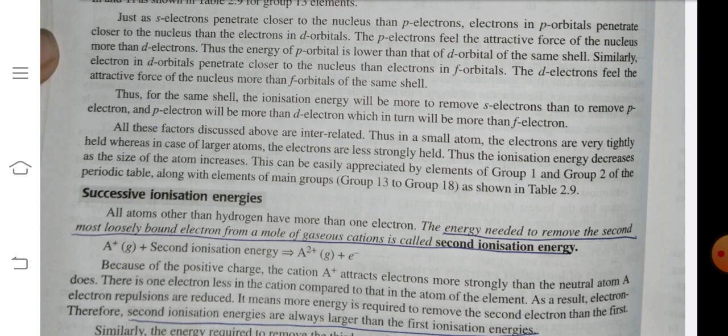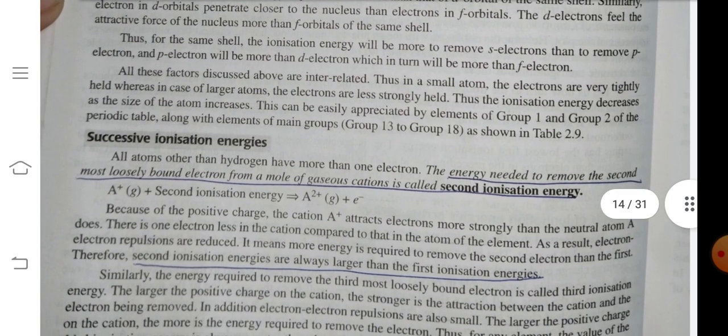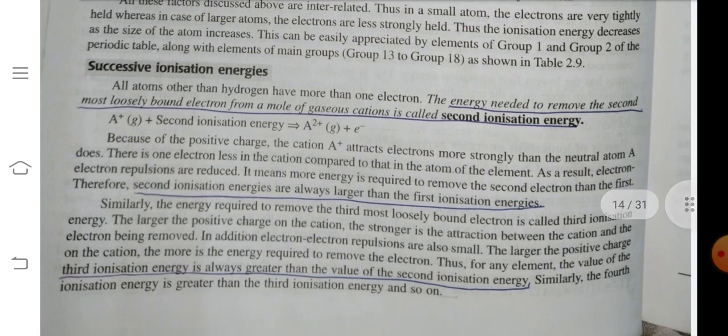All these factors discussed above are interrelated. Thus, in a small atom, the electrons are very tightly held, whereas in a larger atom, the electrons are less strongly held. Thus, the ionization energy decreases as the size of the atom increases. This can be easily appreciated by elements of group 1 and group 2 of the periodic table, along with elements of main groups. Successive ionization energies. All atoms other than hydrogen have more than one electron.